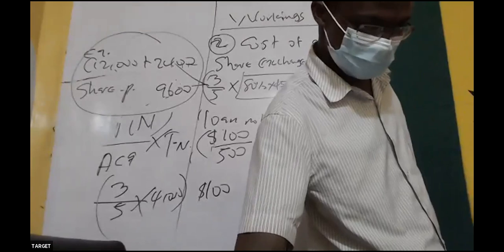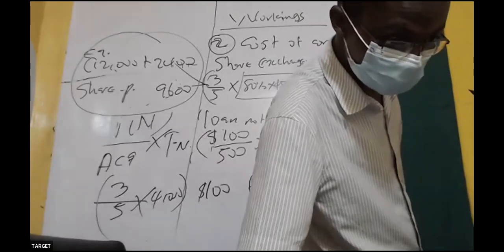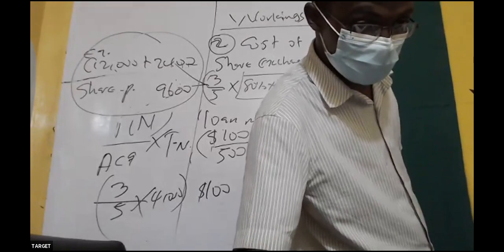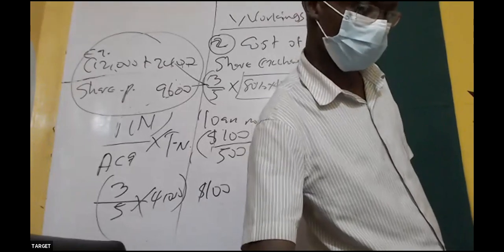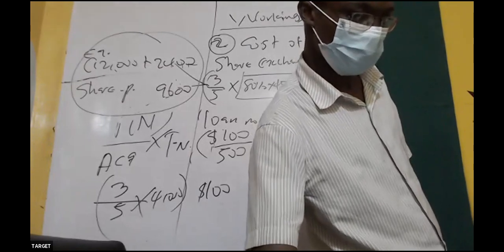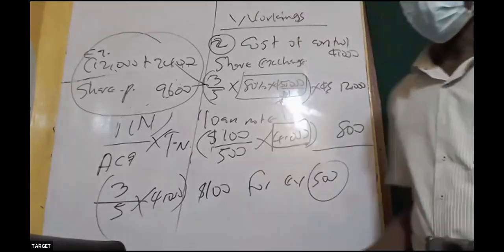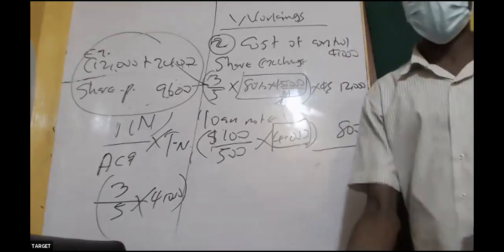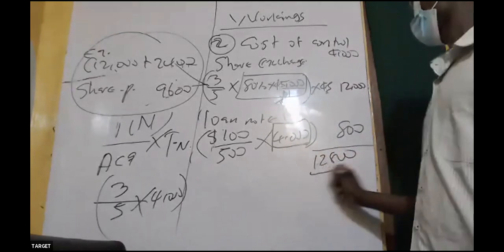12,800. That's the total cost of what? Consideration. Total cost of consideration becomes 12,800. So we are done with the cost of consideration, 12,800. Then we are done. Let me be a bit fast so that we can finish all.